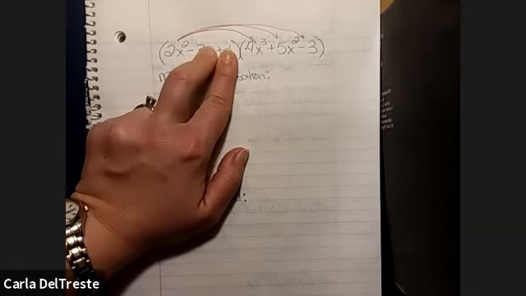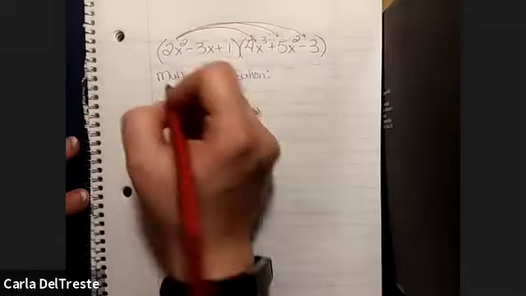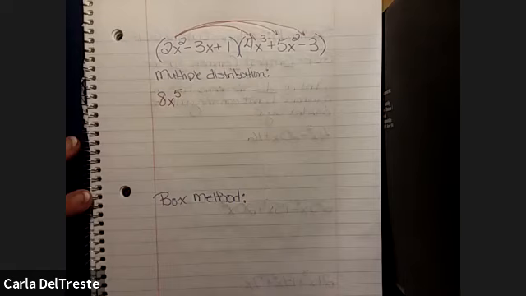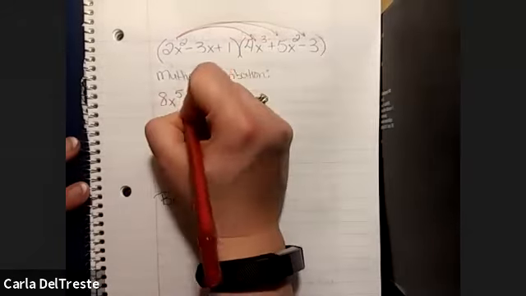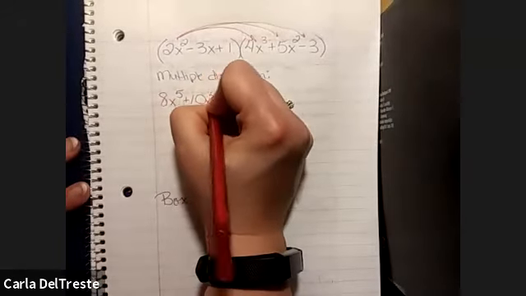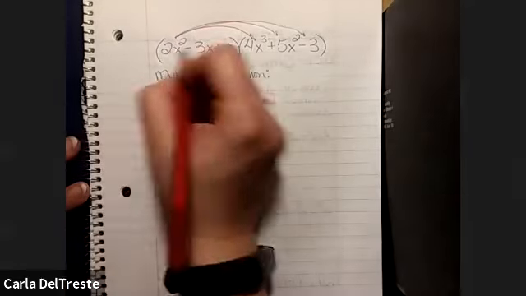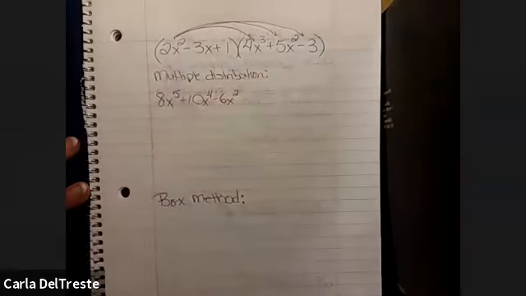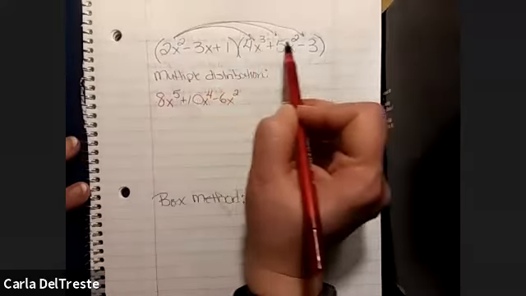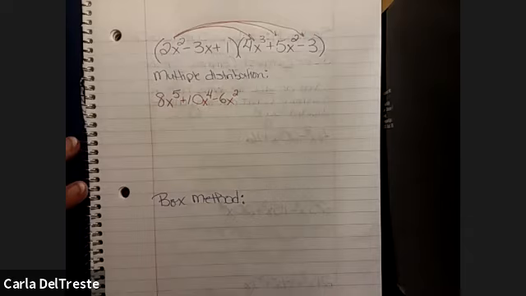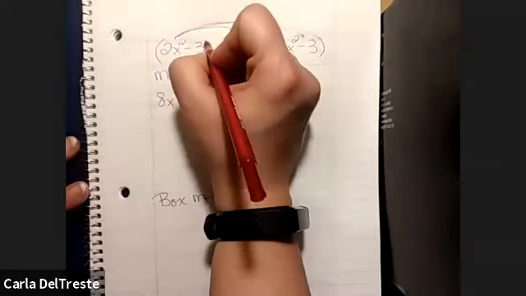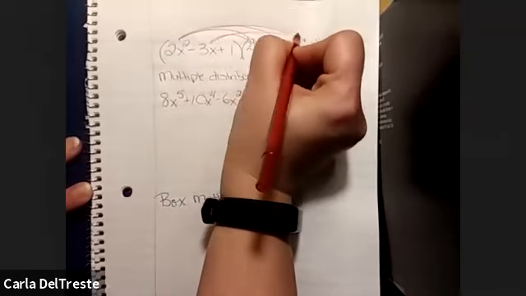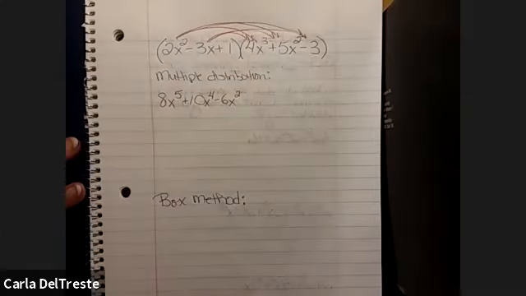So if I follow those first arrows, I'm going to get 8x to the 5th, because remember, I add those exponents, plus 10x to the 4th, minus 6x squared. So that's 2x squared being multiplied by all 3 of those. Now I have to go back and I have to multiply by negative 3x to get my next 3 terms.